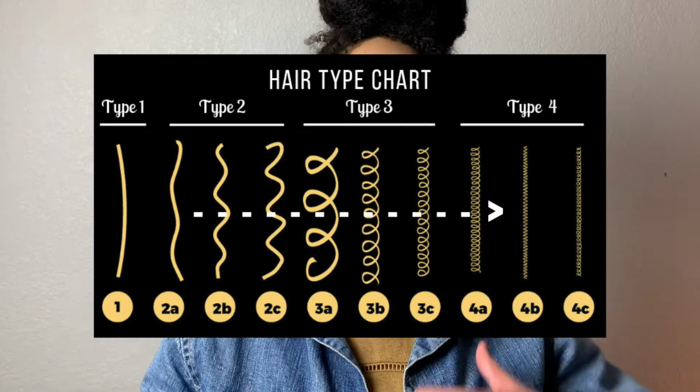So just remember, as you go across the hair chart from type 2 to type 4, the further right you go, the tighter the curls get. And the tighter the curls get, the smaller they get. Just remember that. So type 2 hair, that's wavy, all the way to type 4 hair is where the curls are the smallest and the tightest.